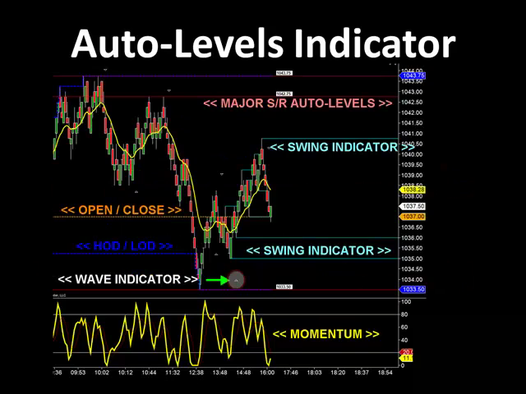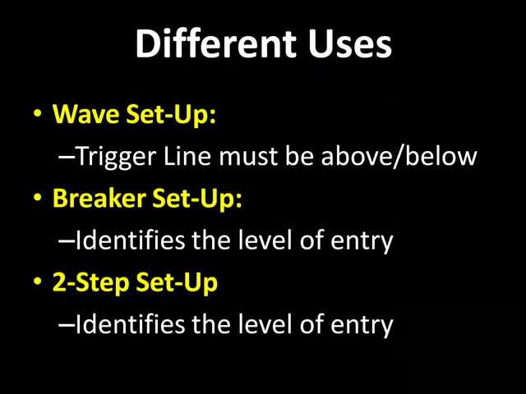Now, here's how it looks in your charts. Again, it's called the auto levels indicator. It's in dark red up the top there, it automatically identifies the major levels of support and resistance. All right, guys? Now, here's the different uses. We have three setups to go over in the room: the wave, the breaker, and the two-step. Now, for the wave pattern, that trigger line, the thin yellow line on my price charts, must be above these major levels of support and resistance. Okay, so for a wave pattern, I've got to get my trigger line above those red lines. And those red lines are automatically calculated by this auto levels indicator.